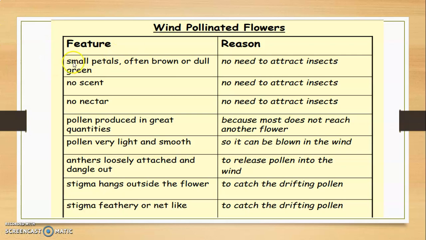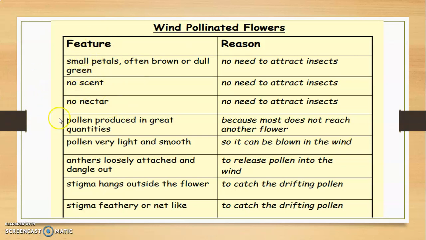That's why they have small petals. They don't need bright colors to tell the insects and the animals to come to pollinate them. That's why they don't have showy petals, and they don't have a scent or a smell, and they don't have nectar. All of those three, they don't have them because they do not need to attract insects and animals, right?